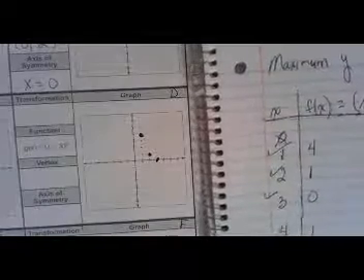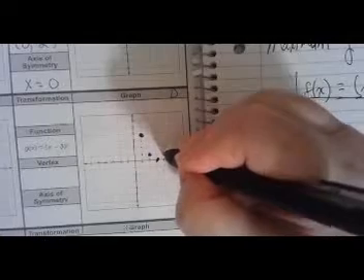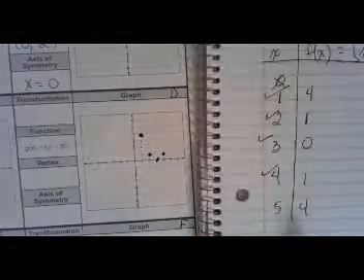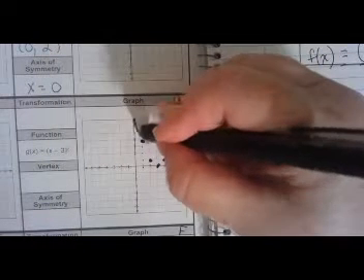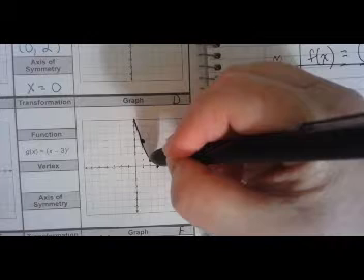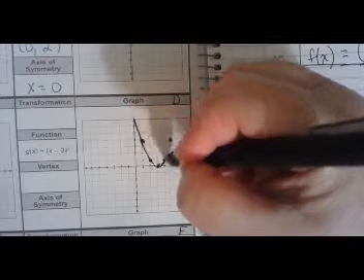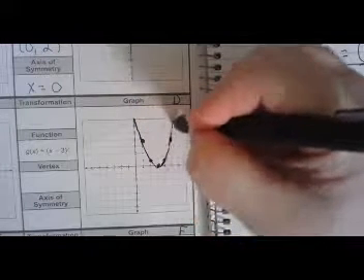Remember, it's a good idea to check your points off as you go. And then 4 and 1. See that symmetry there? And then 5 and 4. Connect the dots. And then we'll check here in a minute what our transformation is.